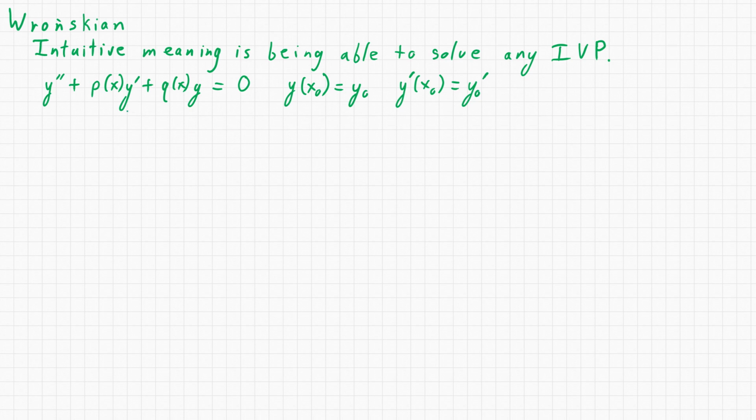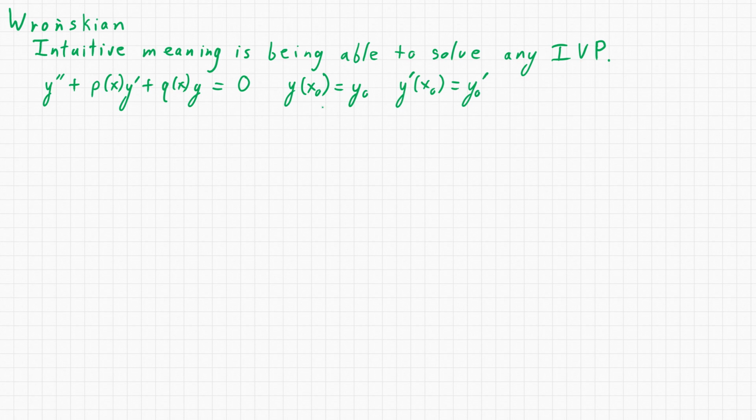And right, so let's say you have an initial value problem. In this example, it's just y double prime plus p of x times y prime plus q of x times y equals 0. And we're given some initial conditions. Y at x naught equals y naught. X naught and y naught are numbers. And the function y prime at x naught equals y naught prime. Y naught prime is another number. Right, so this is linear.